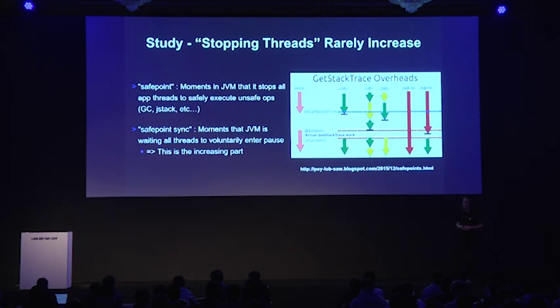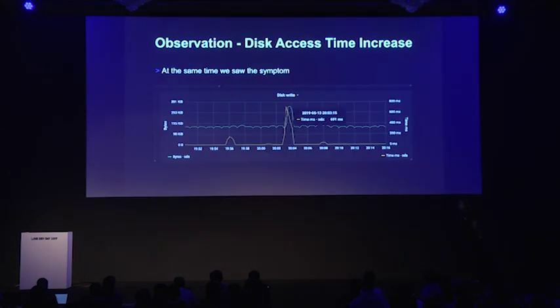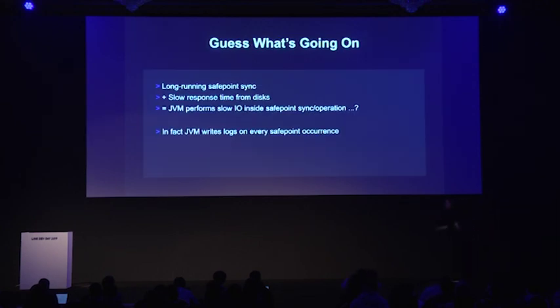So at this point, we concluded that this wasn't a normal GC issue. As we dug deeper, we found another point. When the issue occurred, the broker machine experienced a large disk access time. So by combining what we observed and using our imagination, we came up with one hypothesis. We guessed that the JVM performs disk I/O inside the safepoint, and that disk access time has been affecting the safepoint time.